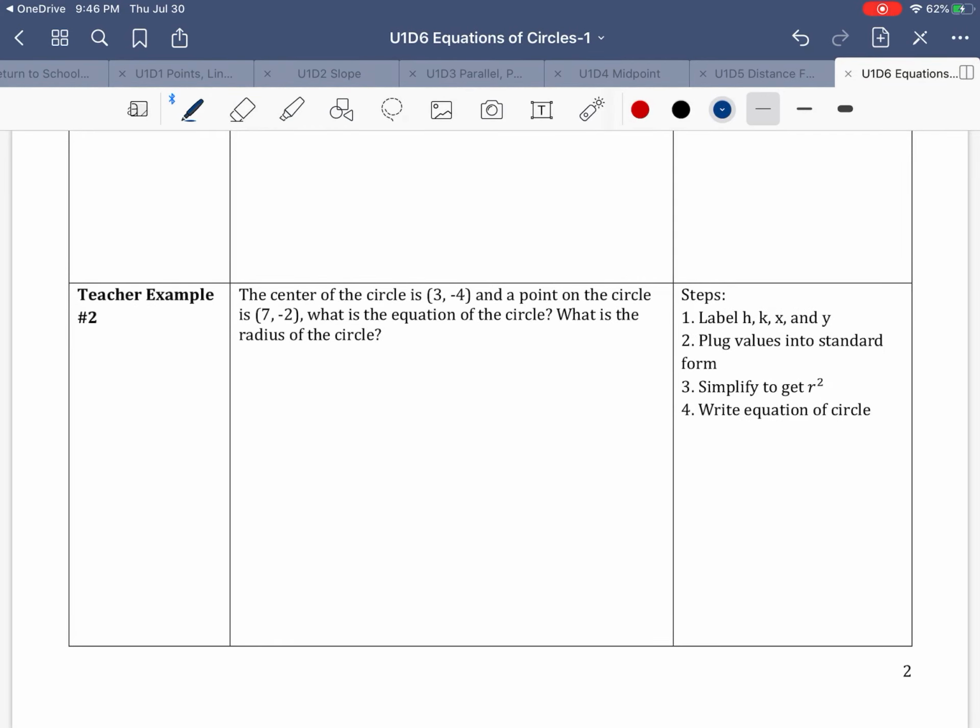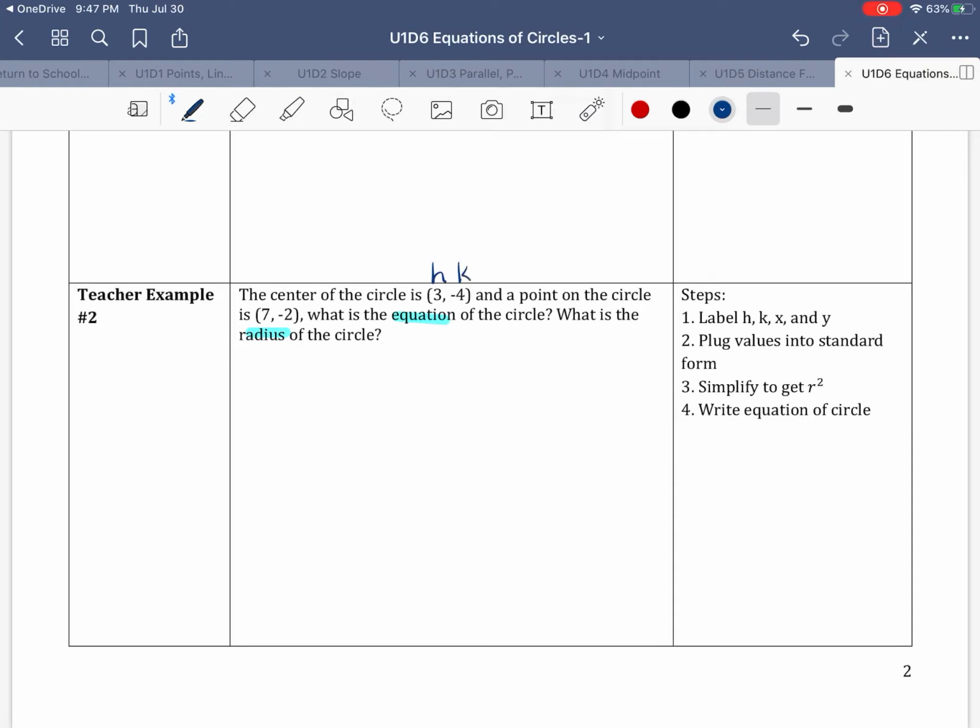Now let's take a look at teacher example number 2. The center of the circle is (3, -4), and a point on this circle is (7, -2). What is the equation of the circle, and what is the radius of the circle? So here we need to note that there are 2 questions being asked: the equation and the radius.